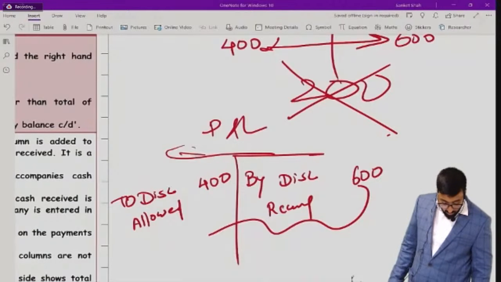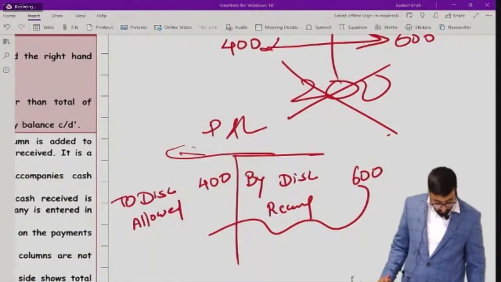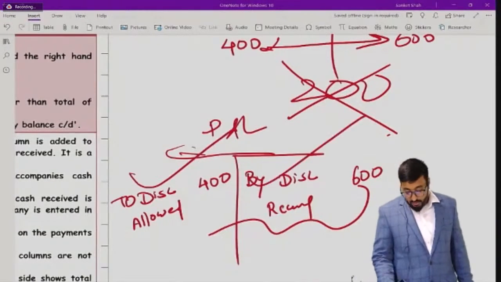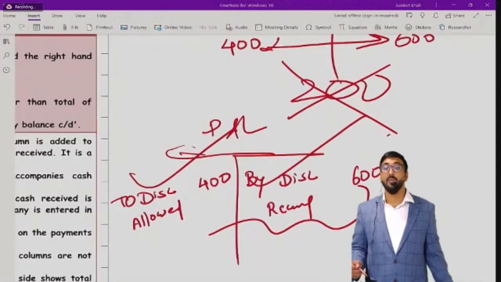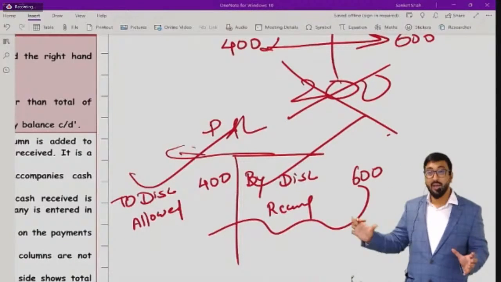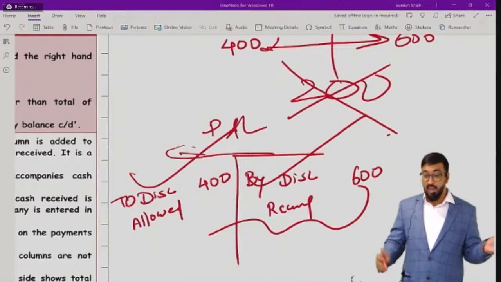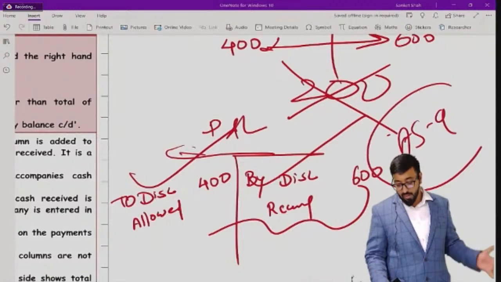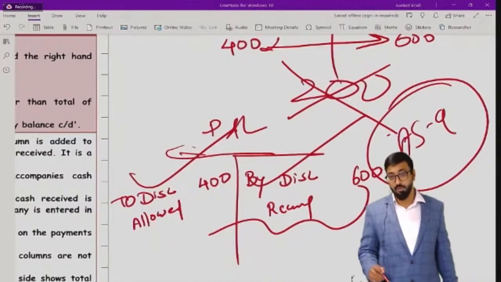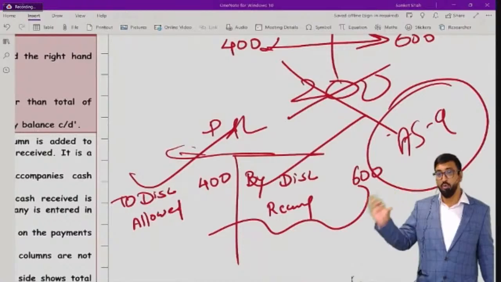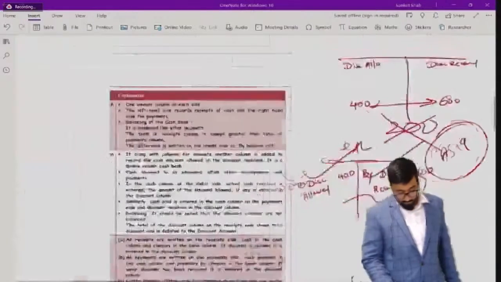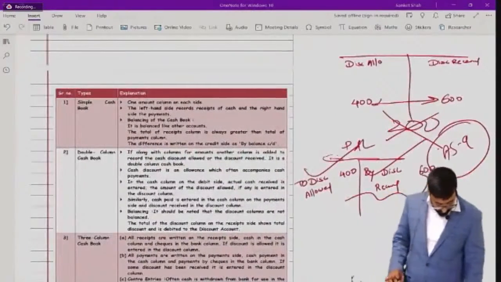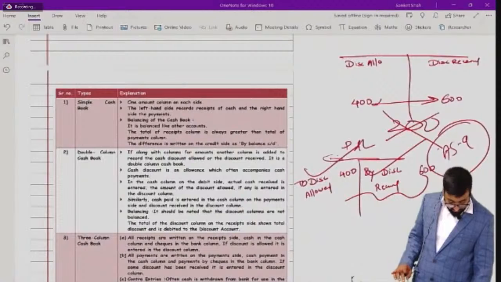Discount is better, we have to write it separately. Logic is very simple. Discount allowed is a separate account, discount received is a separate account, and as per Accounting Standard 9 revenue recognition, you cannot merge them. It is very simple: you have to record it separately. Yes beta, cash account we are going to balance.